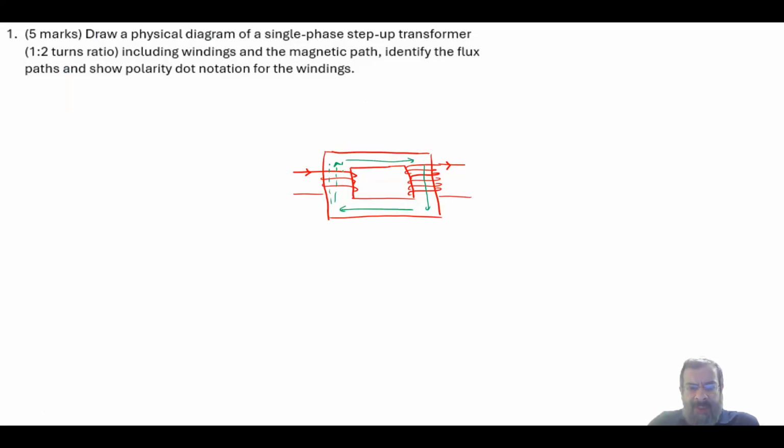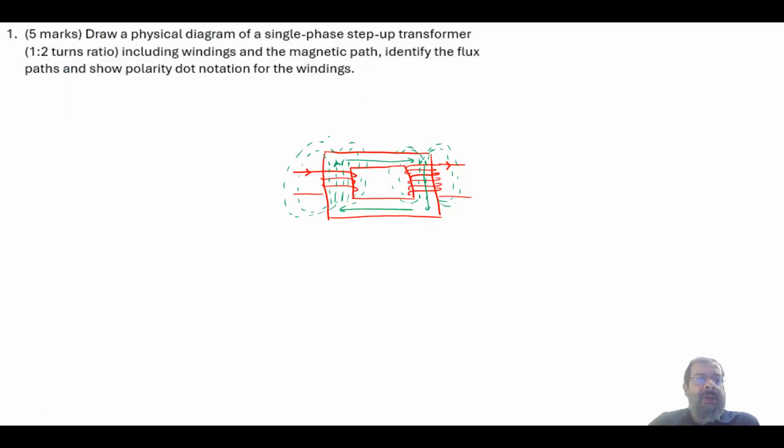But now here, the flux will be going this way. There will be some leakage flux here. So there will be some leakage flux on this side, and also on this side as well. There will be some leakage fluxes here as well. And again, from both sides, there will be some leakage flux here and there. So this is the leakage flux.